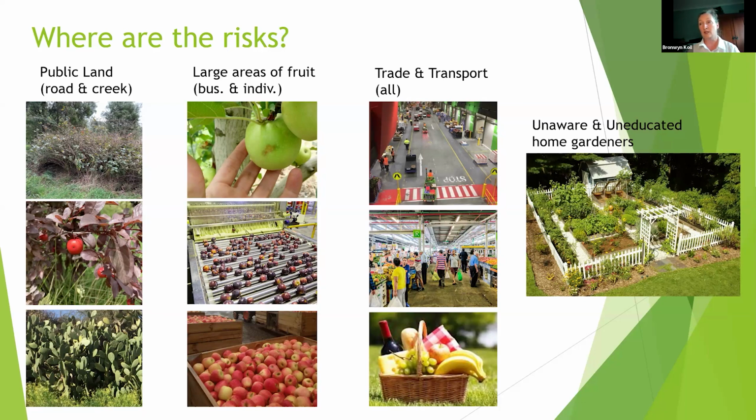However, the number one problem area for Queensland fruit fly is often a backyard or a home garden where the home gardeners are unaware and uneducated and unmotivated to do anything about Queensland fruit fly. So everyone has a responsibility here, and I'm here to help people in all of these different situations be able to do their bit.